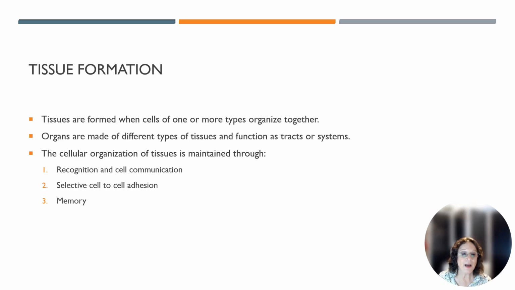Tissue formation happens when the cells of one or more types organize themselves together. And these organs are going to be made up of different types of tissue, and they function as either tracts or systems. So the cells organize in tissue, and the maintenance of that whole process occurs through recognition and cell communication, which we've talked about, selective cell-to-cell adhesion, which we talked about in the last presentation, and memory. And memory we're going to talk about quite a bit when we get to the immune unit.